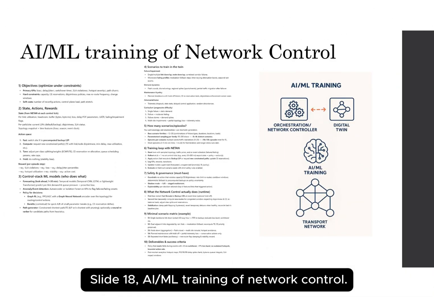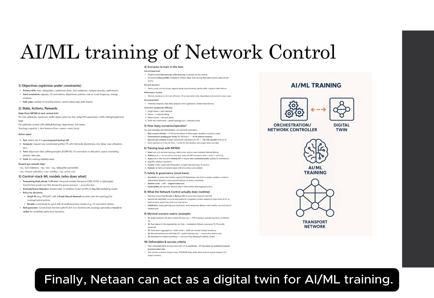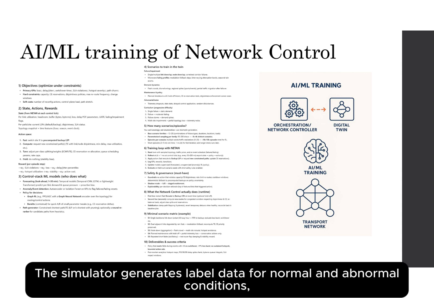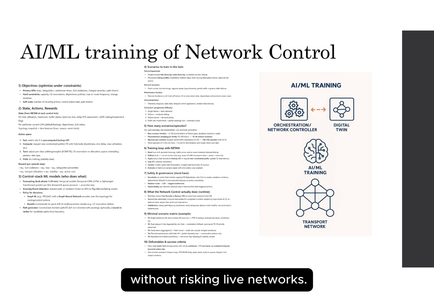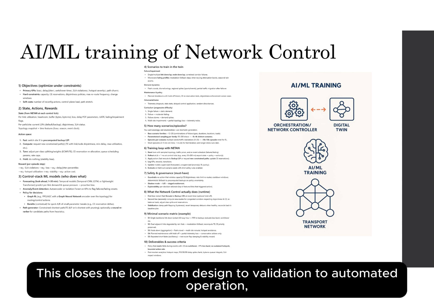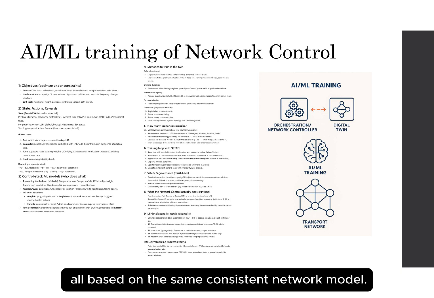Slide 18, AI/ML training of network control. Finally, NETAN can act as a digital twin for AI or ML training. The simulator generates labeled data for normal and abnormal conditions, allowing training and validation of control algorithms without risking live networks. This closes the loop, from design to validation to automated operation, all based on the same consistent network model.